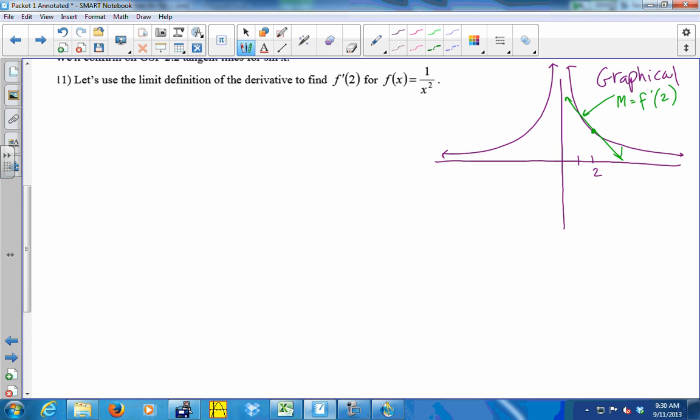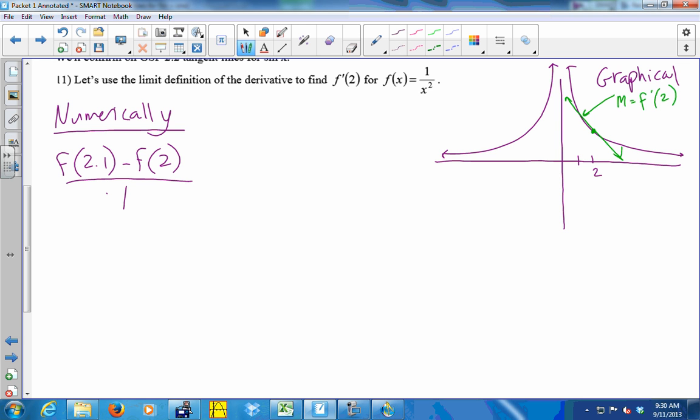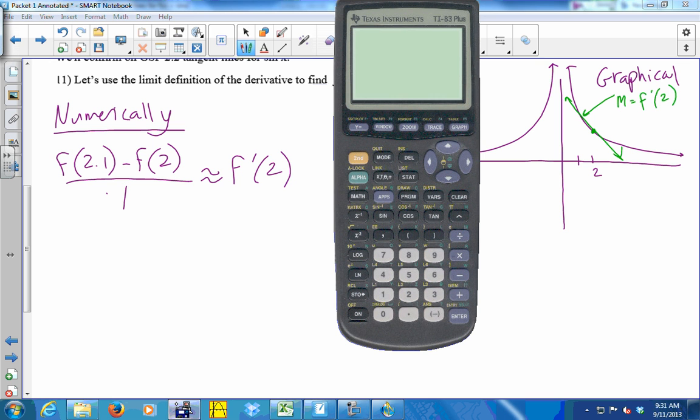And then numerically, I know I can estimate f prime of 2 using a rate of change over a small time interval. I could do, say, f of 2.1 minus f of 2 over 0.1, something like that. And I could get a numerical approximation. This is approximately equal to f prime of 2. So let's just calculate that out to see if it jives with the idea that we're going to get a negative slope from the picture.